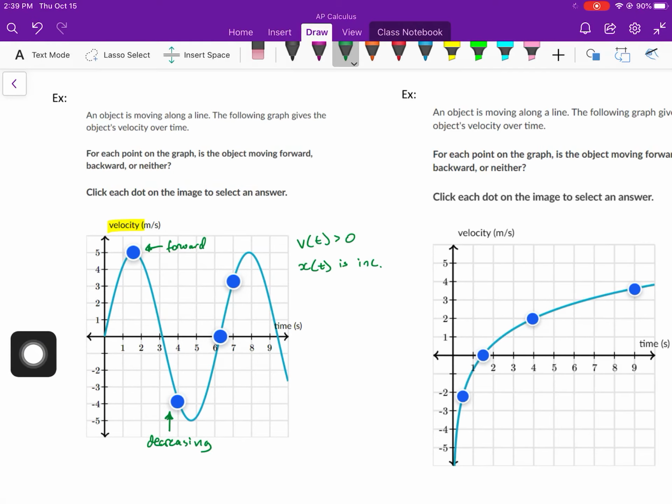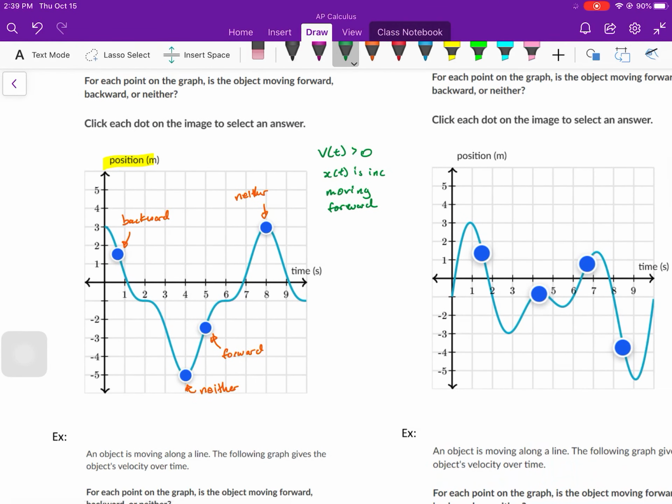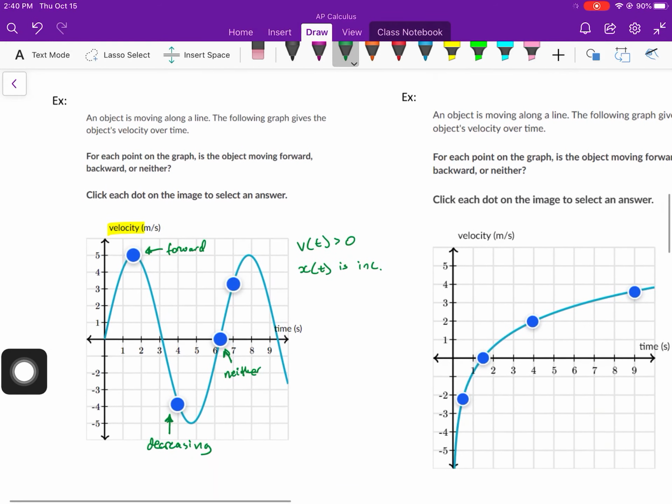Right here, our velocity is 0, so we have stopped. Remember, this is the graph of velocity. It's the graph of the rate here. It's not the graph of the position like we're looking at here. You know, decreasing, so it's going backward, increasing, so it's going forward, and then at the peaks, it stopped. Over here, it's velocity, it's the rate.